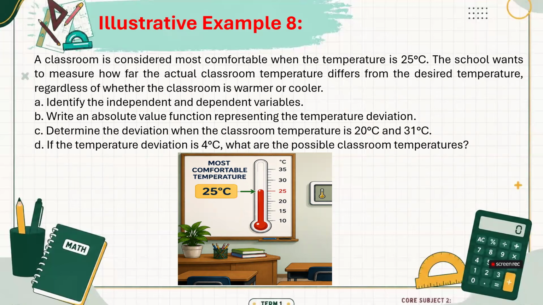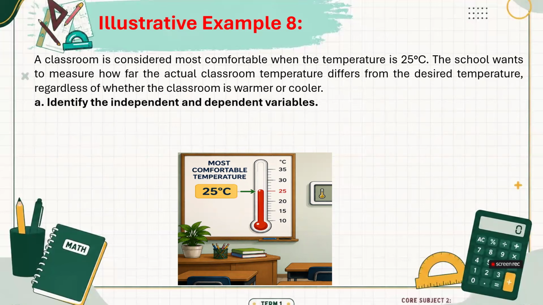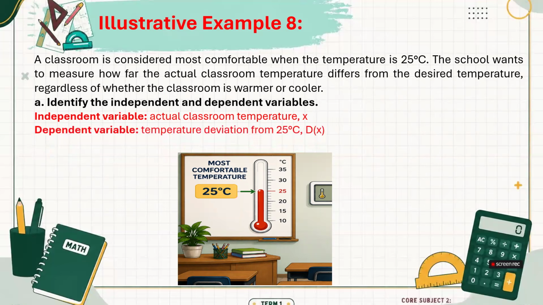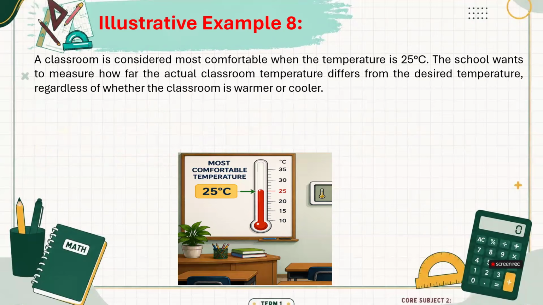First, we identify the independent and the dependent variables. The independent variable is the actual classroom temperature, so we represent it by x. The dependent variable is obviously the temperature deviation from 25 degrees, and we represent it as d of x. So why is d of x dependent? Because the deviation changes when the classroom temperature changes. Okay?